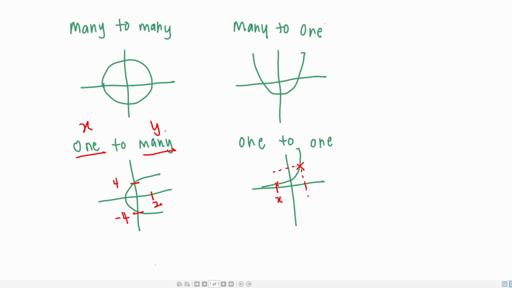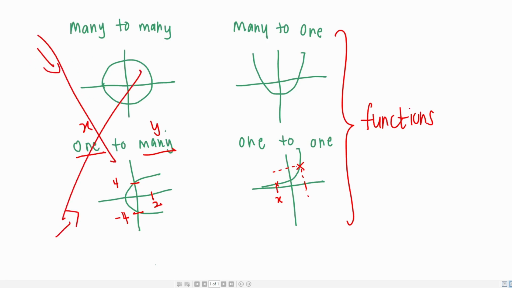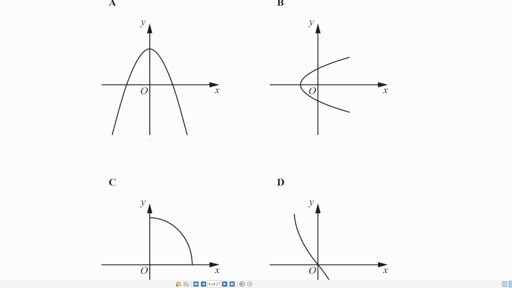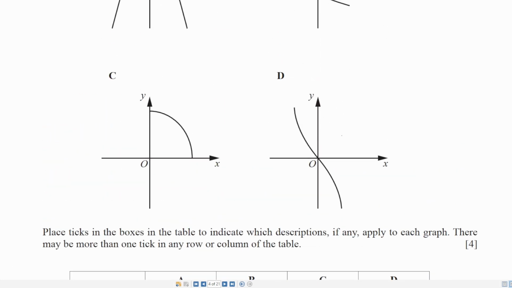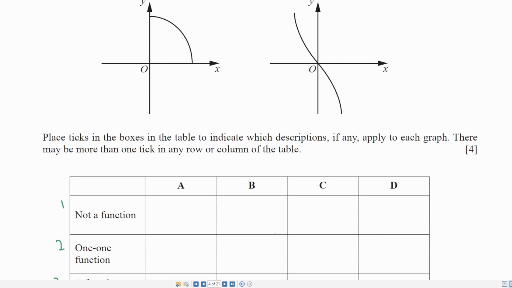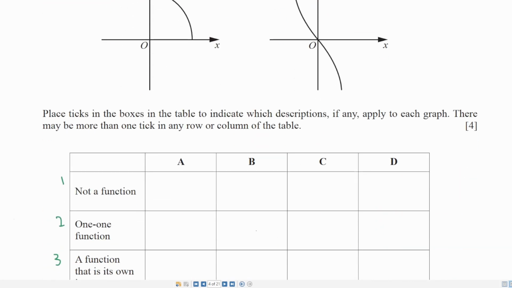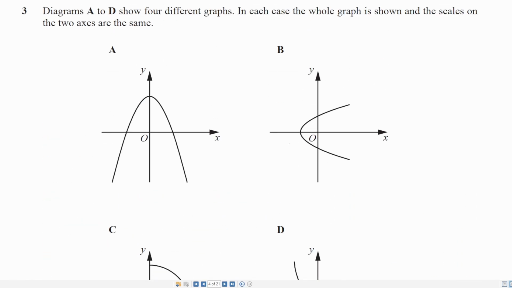y output. What you must know is that only 2 of these 4 graphs are actually considered as functions. A many-to-one graph and a one-to-one graph are considered as functions. The other 2, the many-to-many graph and the one-to-many graph, are not considered as functions. Knowing this, now we can move on to solving this question. First of all, we need to identify which of these graphs are actually functions, because our first criteria states to tick which graphs are not functions. So let's identify them now.